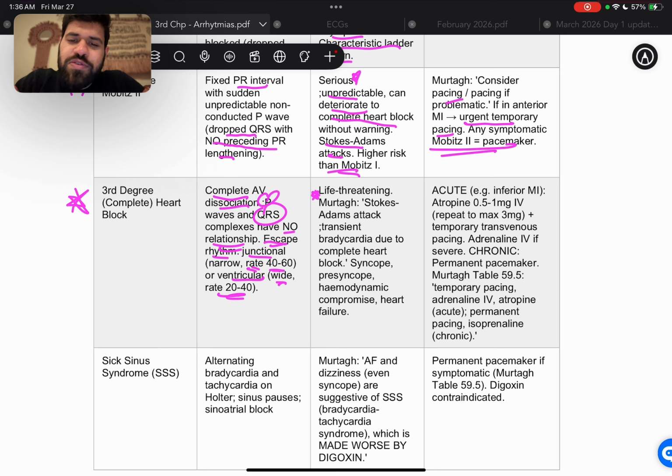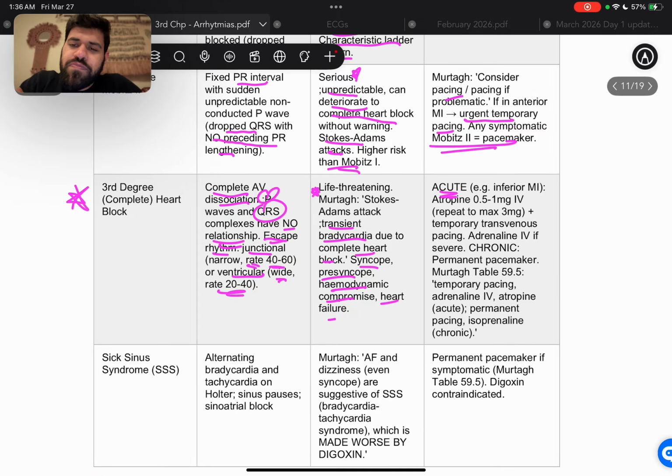According to Murtagh, Stokes-Adams attacks are transient bradycardia due to complete heart block. Then the patient can have syncope, pre-syncope, hemodynamic compromise and heart failure. So if it's acute, especially in inferior MI, we give atropine. And the dosages for atropine are important in this: 0.5 mg to 1 mg, and the maximum is 3 mg.